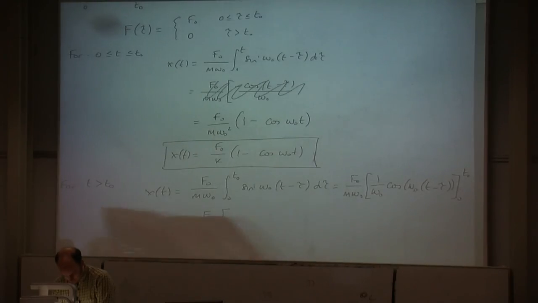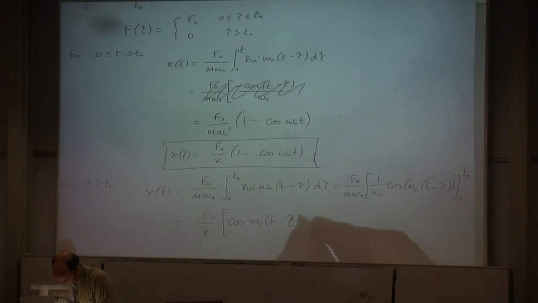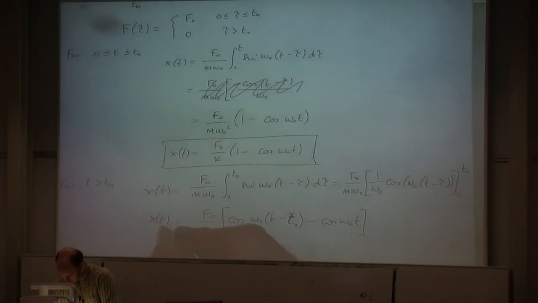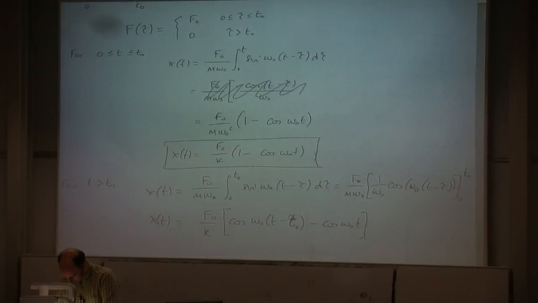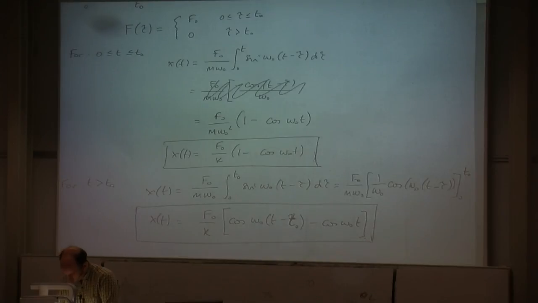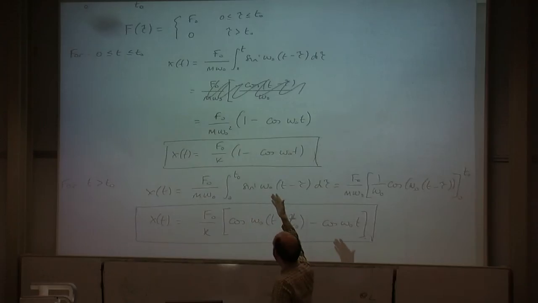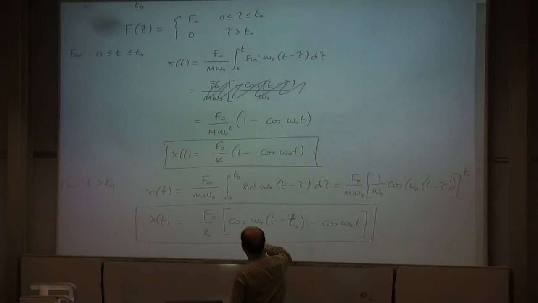So if you go through the sums, this is the solution you will get: cosine omega naught (t minus t naught), minus cosine omega naught t. So that's an example of how you use that integral to get the equations of motion.